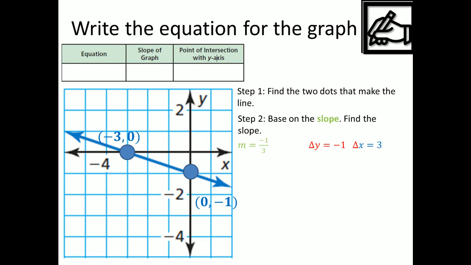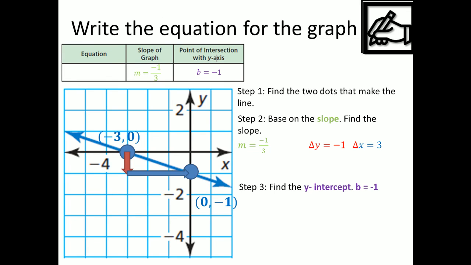Move based on the slope to find the slope. What did I do? I went down 1 and across 3. Okay, m equals negative 1 over 3. Find the y-intercept. Where does it cross the y-axis? Here, at negative 1. So, b is equal to negative 1.